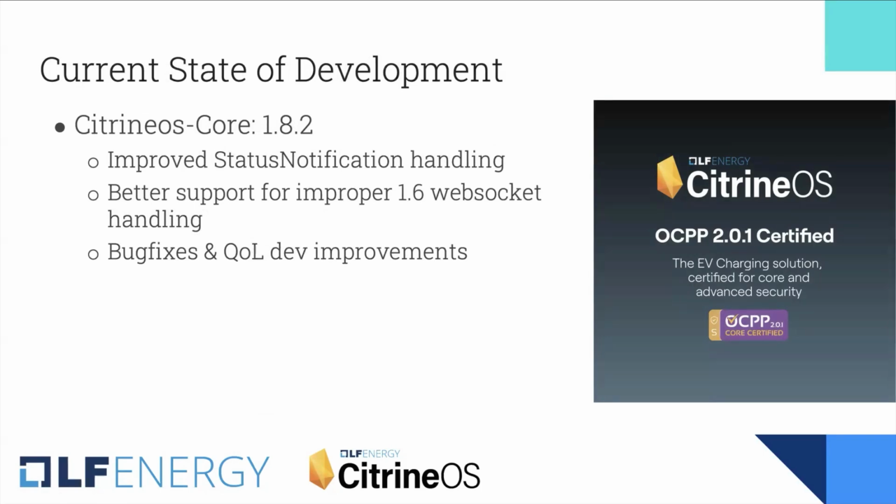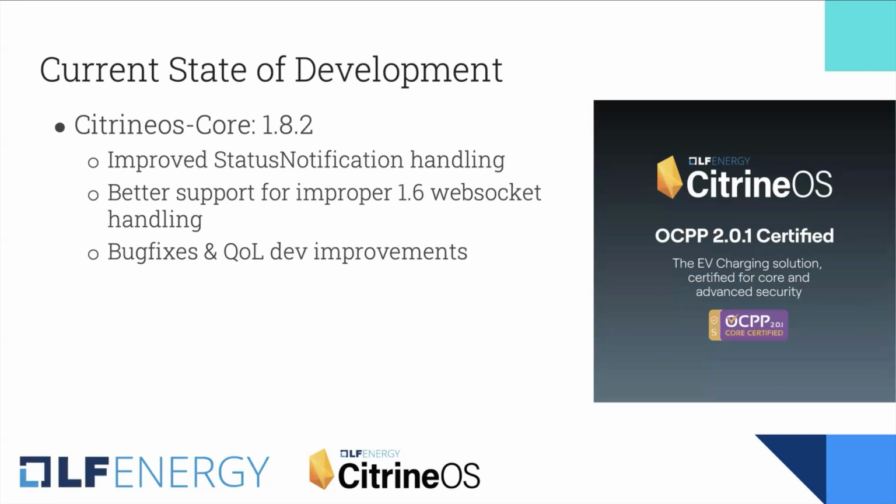This includes some handling for cases in 1.6 where the connector ID is 0. Previously, the logic was to always ignore those. Now you have the option to have them apply to all connectors in the case where they are being used for that purpose. We also made some improvements to how WebSocket state is handled.